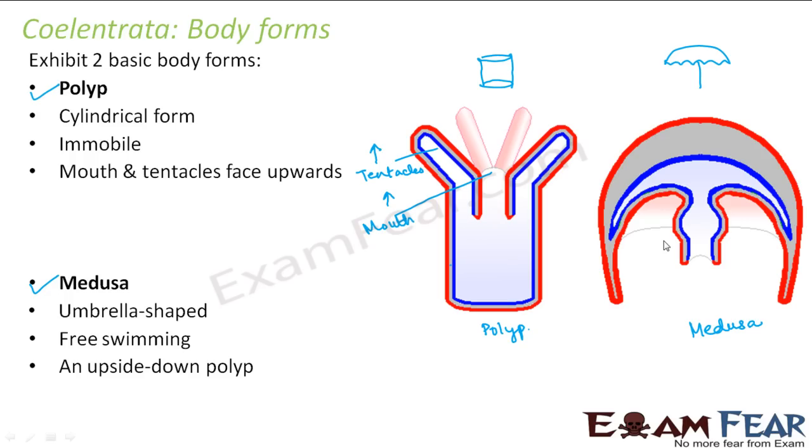So when you look at the structure of Hydra, what do you think? Is Hydra a polyp or a medusa? It is a polyp, because it is that cylindrical structure which we see. Now looking at the examples of the coelentrates, you can identify which exists in a polyp form and which in a medusa form. Hydra is an example of polyp and jellyfish is an example of medusa.